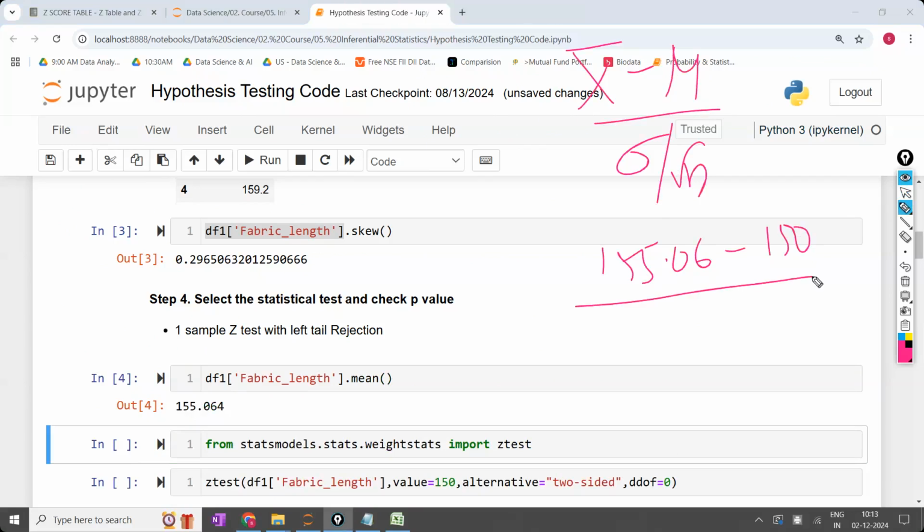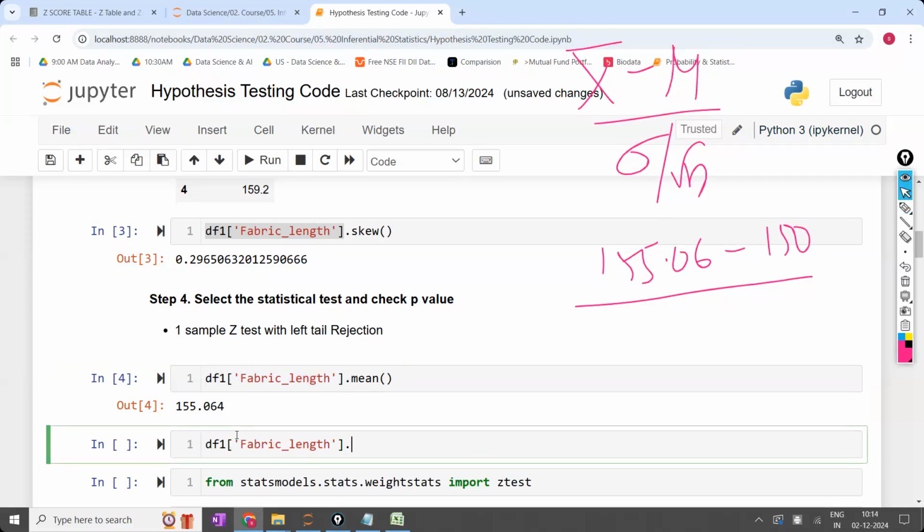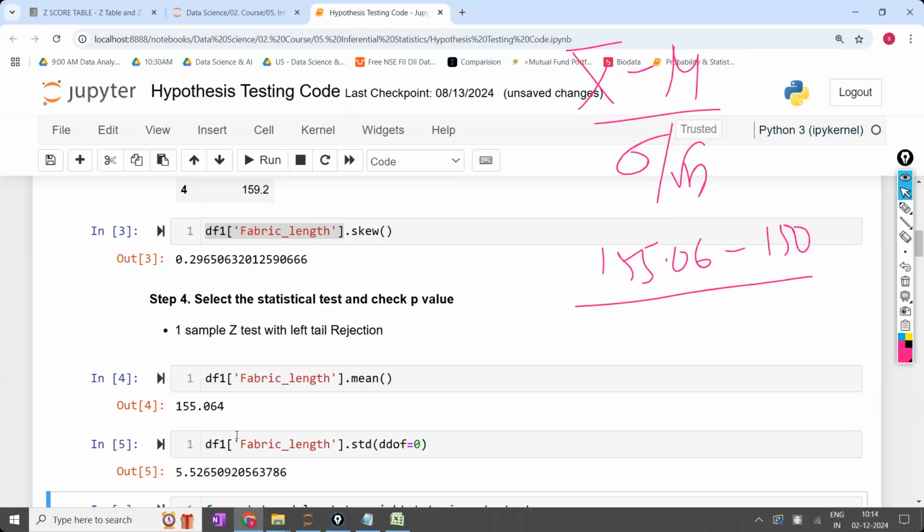Divide by sigma. What is the sigma value? Sigma value should be calculated. Data was given, so you have to calculate from the data only. In the question also it is given, no sir? Both in the question and in the data, it has to be the same. Let us cross check. DDOF is equal to 0 because it is population standard deviation. What is the value? 5.526. They have given it rounded to 5.52.